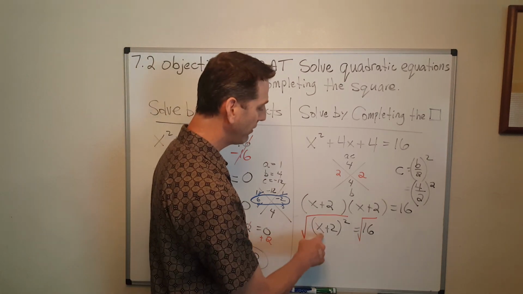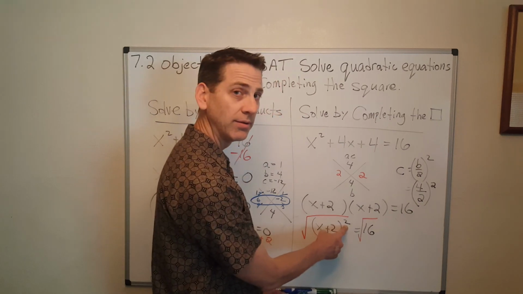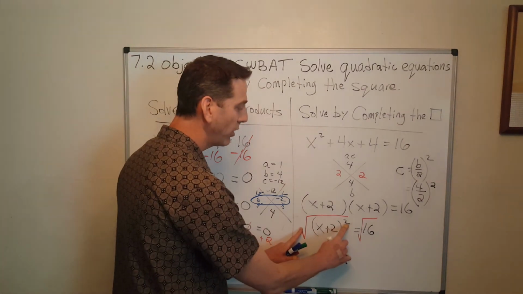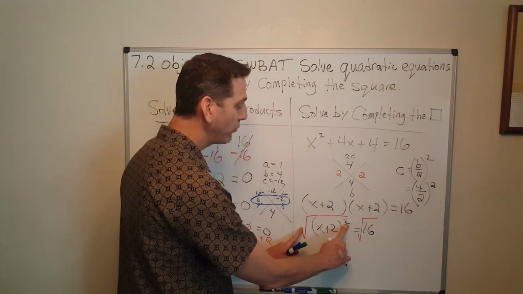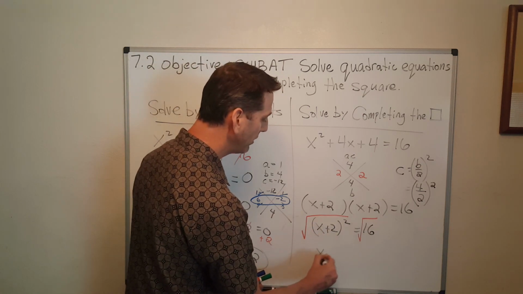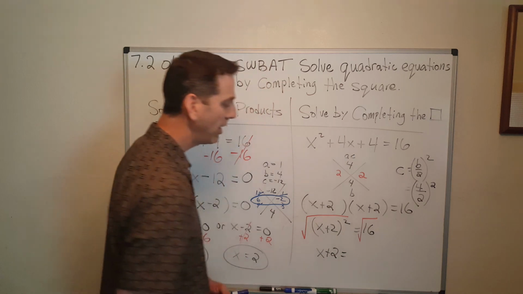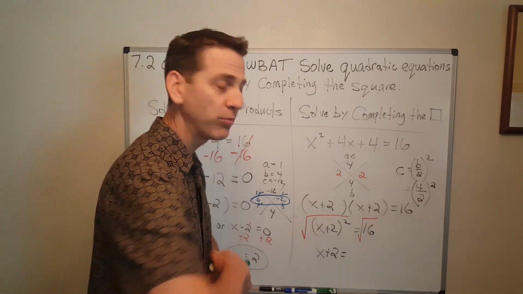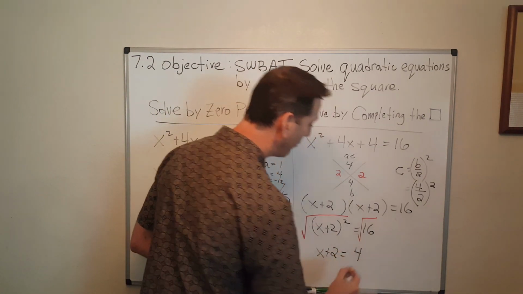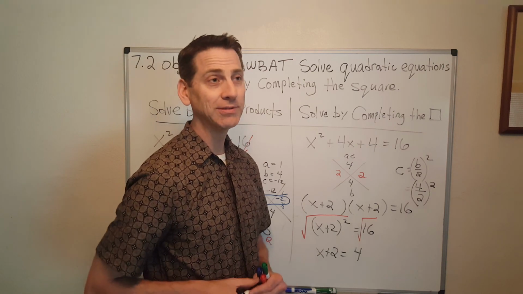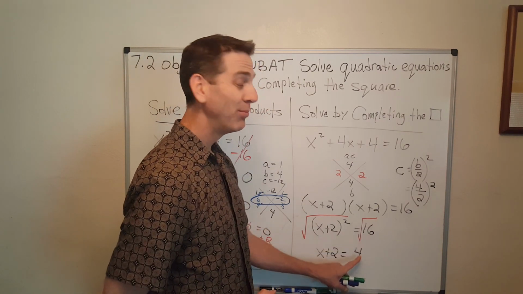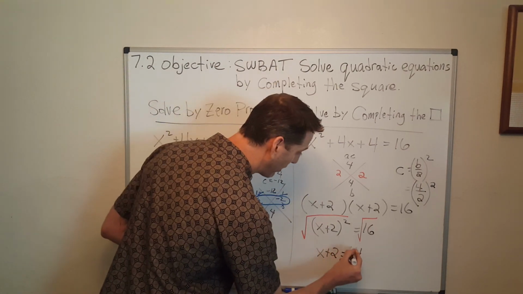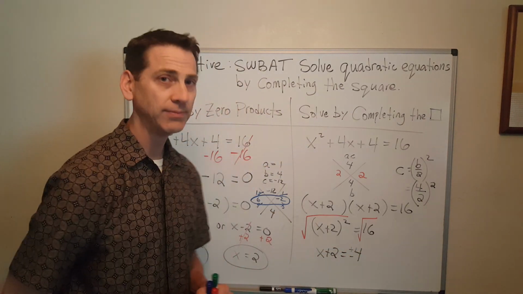What is the square root of x plus 2 squared? Well, remember the square root and the square are inverses. They undo each other. So I'm left with simply x plus 2. Now, what's the square root of 16? Most of you are probably saying 4. But remember, it has two solutions. 4 times 4 is 16, but negative 4 times negative 4 is also 16. So I have to write it as plus or minus 4.